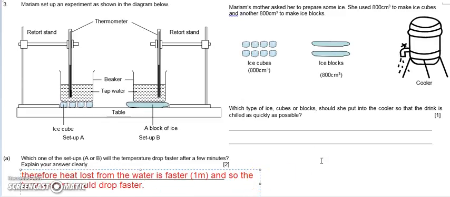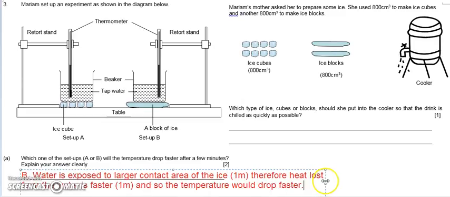Because the ice cubes are spaced out, there are some points of contact. I'm going to use a pen to show you that some parts of it are in contact with the ice, whereas some are not in contact with the ice. There are spaces, so there are places underneath the beaker which are not in contact with the ice. Whereas with the block of ice, the entire base is touching the beaker. So there is more ice touching the beaker in setup B than setup A.